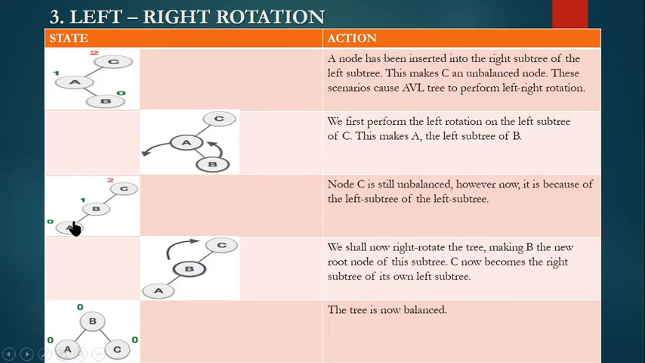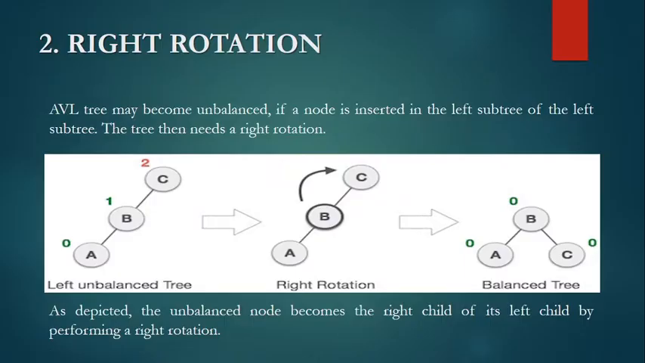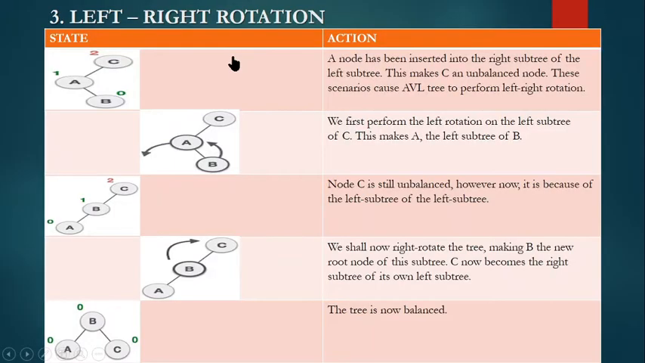So, this remains our previous tree structure. You can see a left unbalanced tree. If you have a left unbalanced tree, what do we do? We make a right rotation. So, that is what we are doing. We shall now right rotate the tree, making B the new root node of this subtree. B goes to the top and A and C become the children of B.